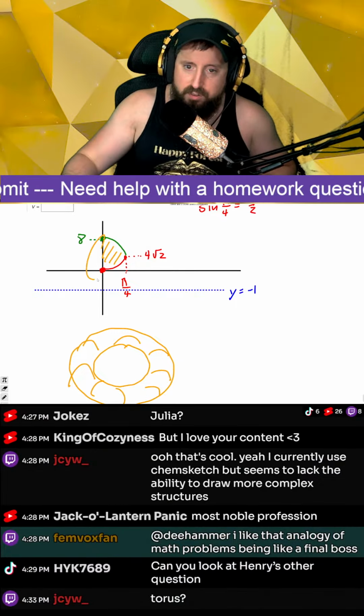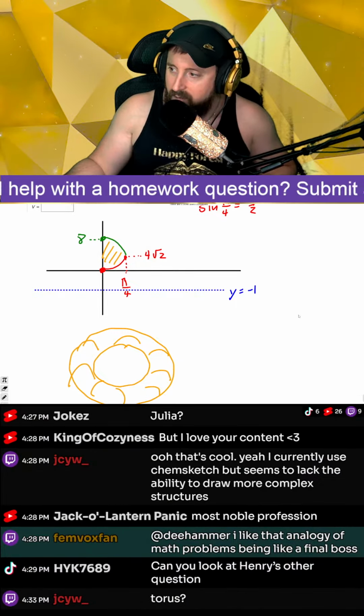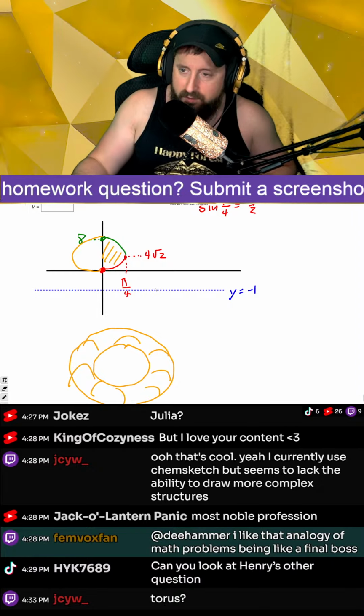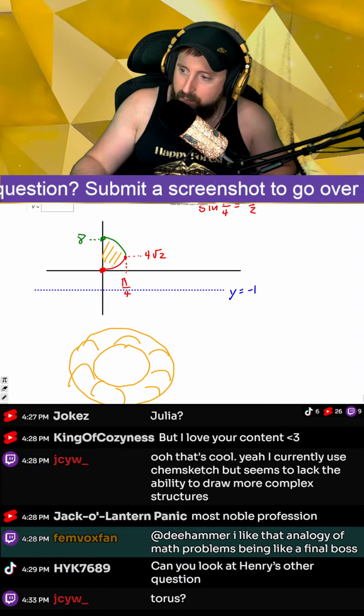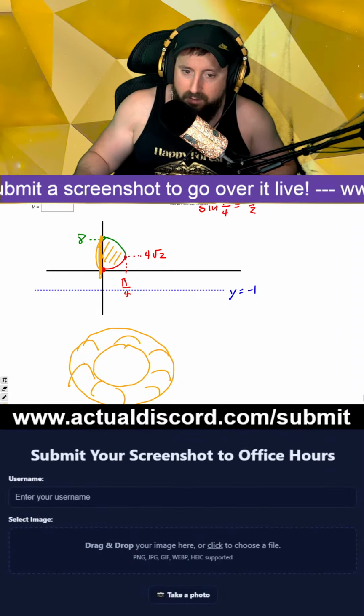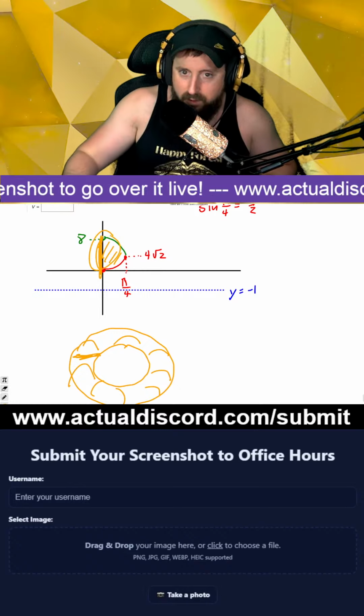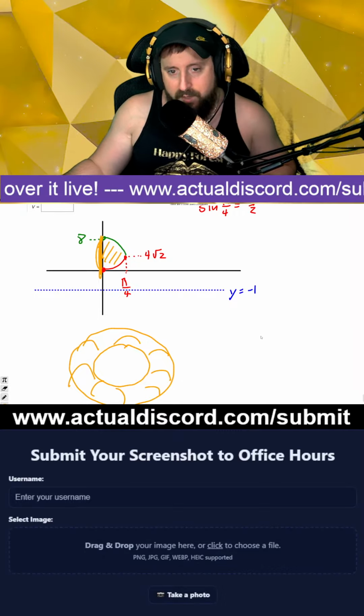It's not a torus, though, because this is flat. If this was like this, then yes, I would agree it's a torus. But you're only getting the bottom half. So, like, this is this part. So, yeah, it's like a bundt cake.